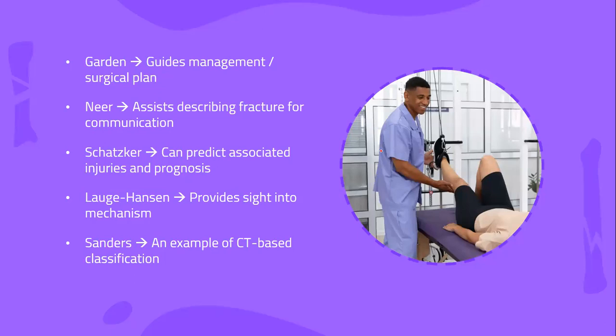The Schatzker classification predicts associated injuries and prognosis. The Lauge-Hansen classification provides insight into the mechanism that we already talked about a little, and the Sanders classification is an example of a CT-based classification. We also talked about this. Can anybody tell me what CT means?